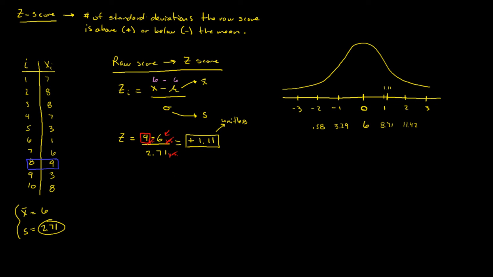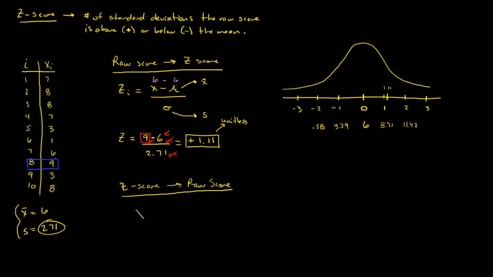Well, let's say that we want to move backwards. We want to calculate a raw score from a z-score. So let's go through that exercise. We were going from raw score to z-score. So now we want to go from z-score to raw score. So we want to solve for raw score.